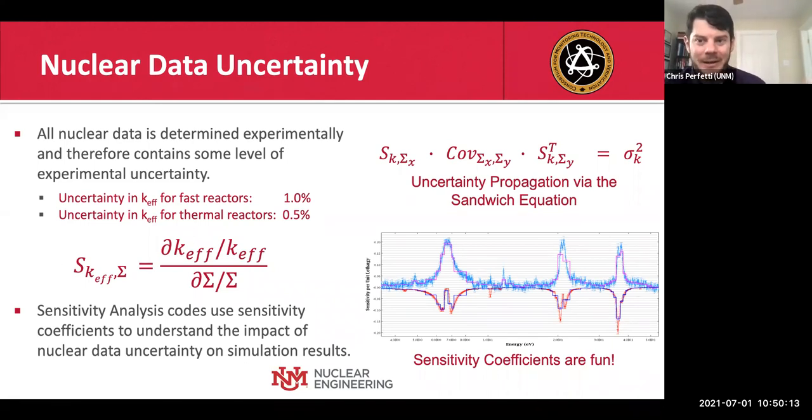Just want to let you guys know about it so you know that you can propagate these sources of uncertainty here. You can capture the effect of how nuclear data affects your response, how it introduces uncertainty into whatever you're calculating.